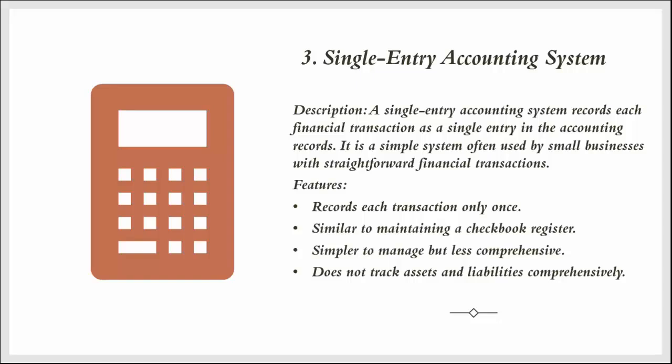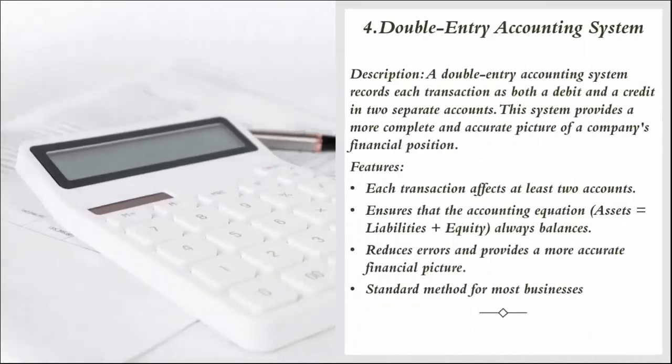3. Single entry accounting system. Description. A single entry accounting system records each financial transaction as a single entry in the accounting records. It is a simple system often used by small businesses with straightforward financial transactions. Features. Records each transaction only once. Similar to maintaining a checkbook register. Simpler to manage but less comprehensive. Does not track assets and liabilities comprehensively.